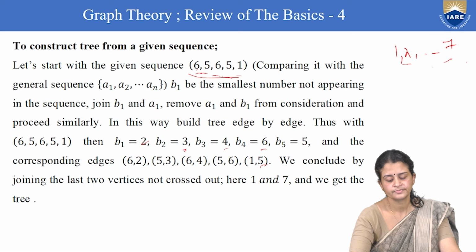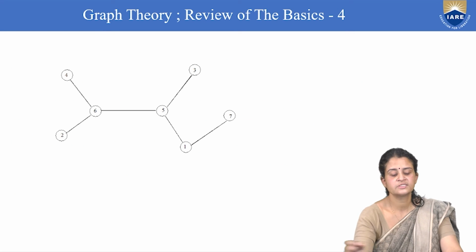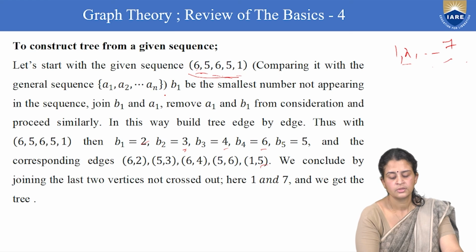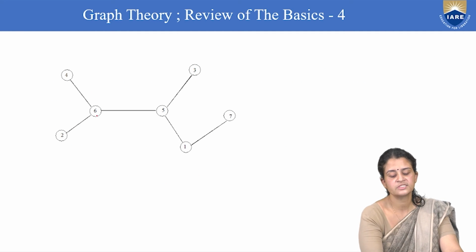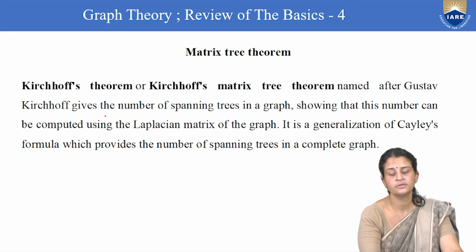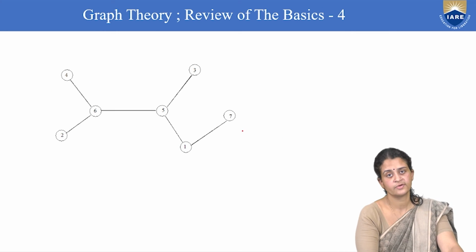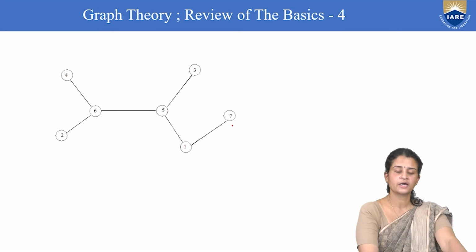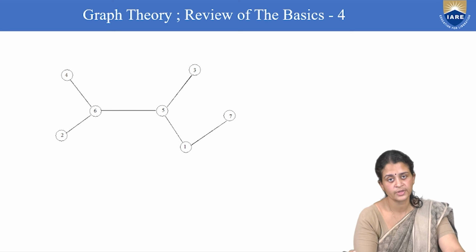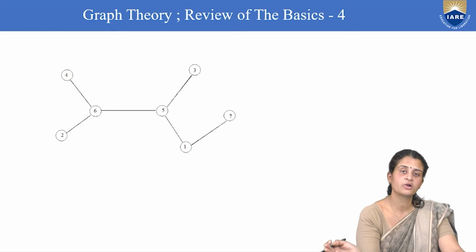That is, first we have 6 2 5 3. Then we have 6 4, which we put here. 5 6 is being added here. Then we have 5 1 here, and then 1 is added to 7. That is how we can find a Prufer sequence from a given tree, and we can draw a tree from a given Prufer sequence.